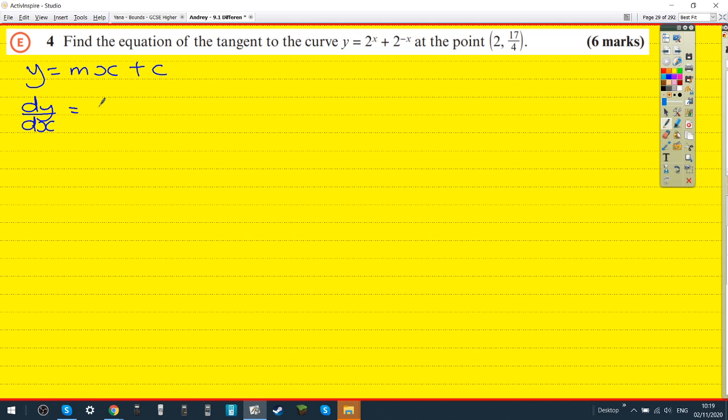2x to the x minus 1. It doesn't work that way. It would be 2 to the x ln 2. Oh, actually, we proved that earlier. So will that mean the next one will be 2 minus x ln 2? Let's see, this would be minus 2 to the minus x ln 2, because the derivative of minus x is minus 1, so it'd be times minus 1.